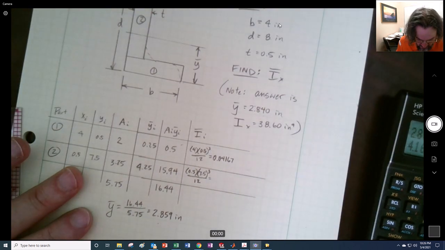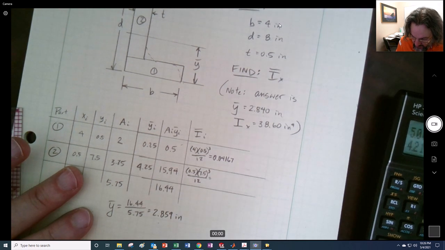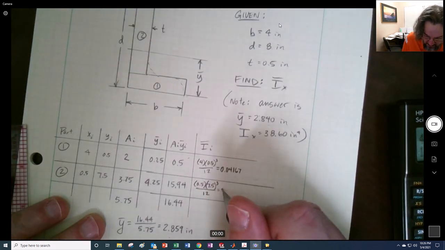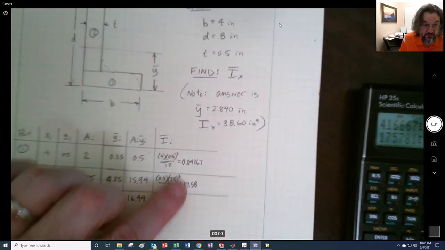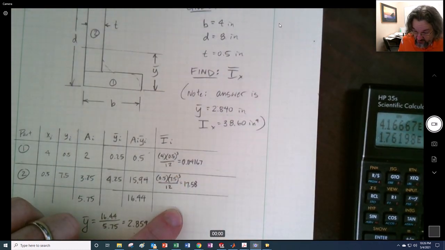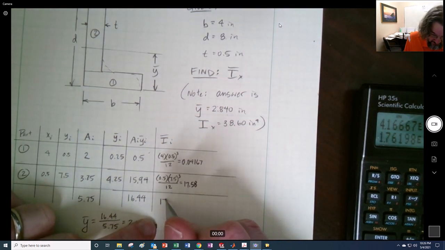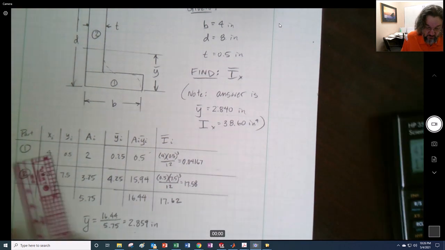So 0.5, 7.5, we raise it to the third, then we multiply it, then we divide it by 12, and we get 17.58. And I'm going to add those two together right there, but you're going to see that doesn't really change all that much here. 17.62.